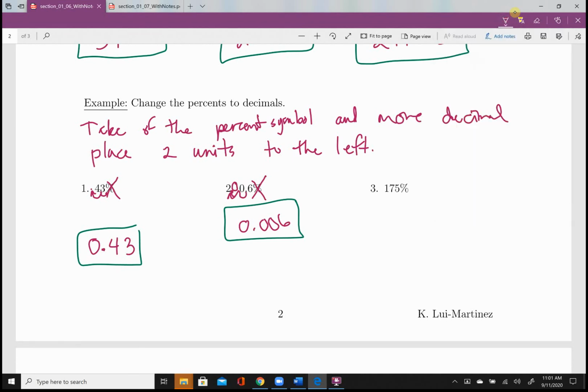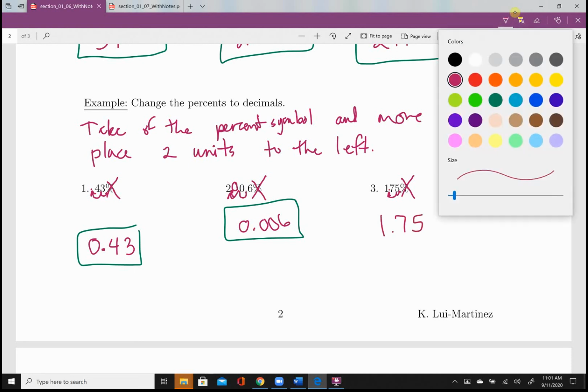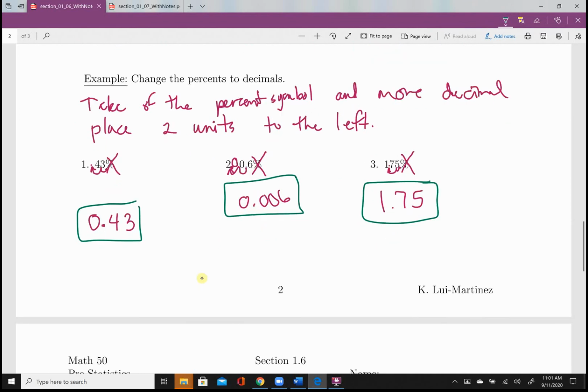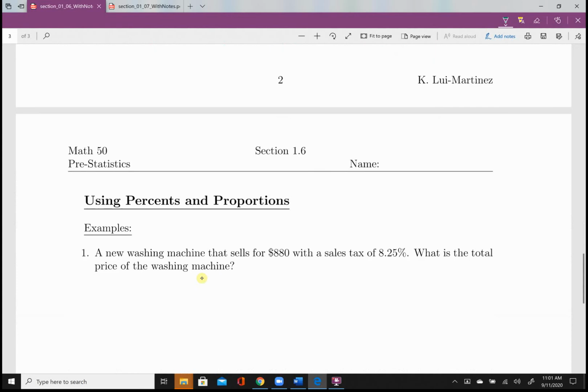Okay, one more time. Take off the percent symbol. Take the decimal place, here's its current position, and move it over 2 spots to the left. That'll give you a decimal value of 1.75. Okay, so hopefully that all made sense and felt good. Let me know if you have any questions in lecture about that, if you want some more examples.